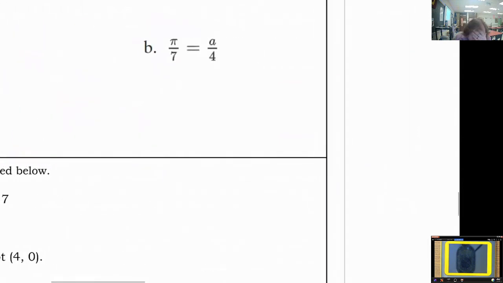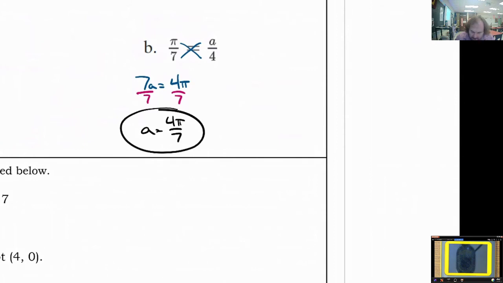Oh no, pi over 7 equals a over 4. This is where we are going to need to cross multiply. It's not going to be a nice answer, I suspect. So cross multiplying, you get 7 times a and 4 times pi. I know that your calculator can tell you what pi is, but I would not do that ever. The last thing I would do in this problem is divide by 7. Leave pi alone is the thing you'll hear me say a lot in geometry class, at least. Don't multiply by pi. Don't need it. 4 pi over 7.